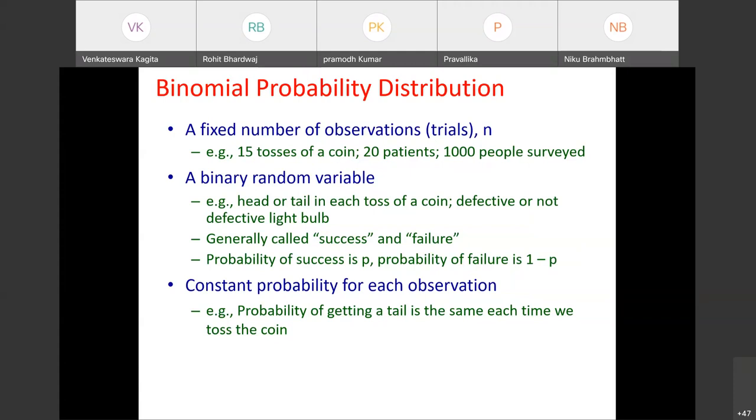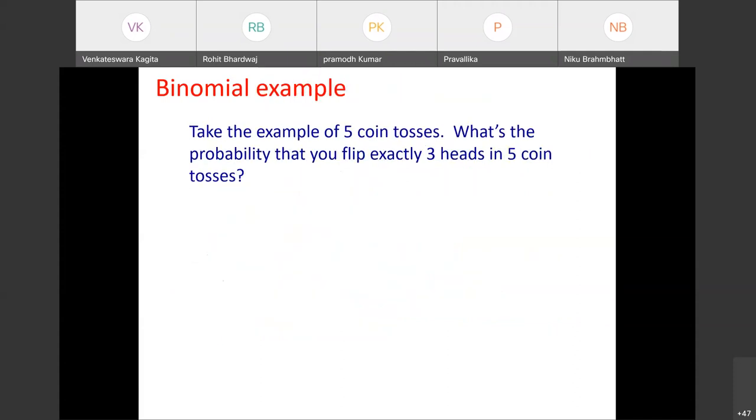For example, the probability of heads is 0.5 always. You cannot say in one experiment it is 0.5 and in another experiment it is 0.6. You can fix it to 0.6 in all the experiments, or 0.7 in all the experiments, but you cannot vary it. If you say the probability of heads is 0.5 in one experiment and 0.6 in another, this will not be applicable for the binomial probability distribution. The probability must be constant for each observation. So let's take an example: the example of 5 coin tosses.